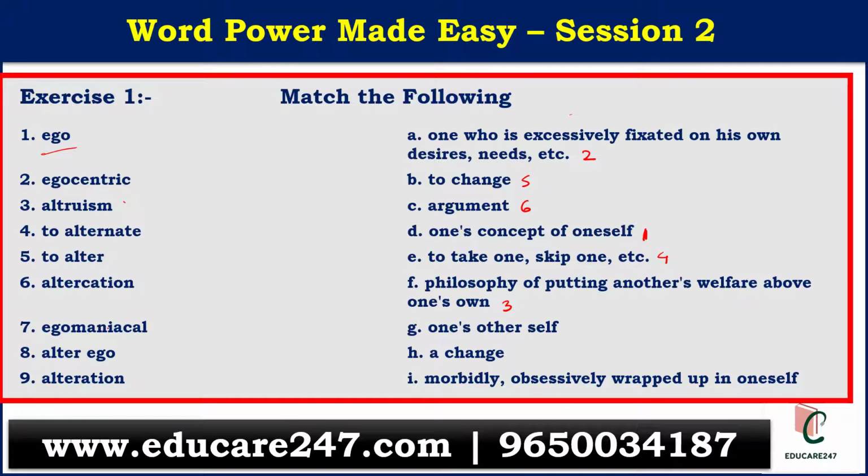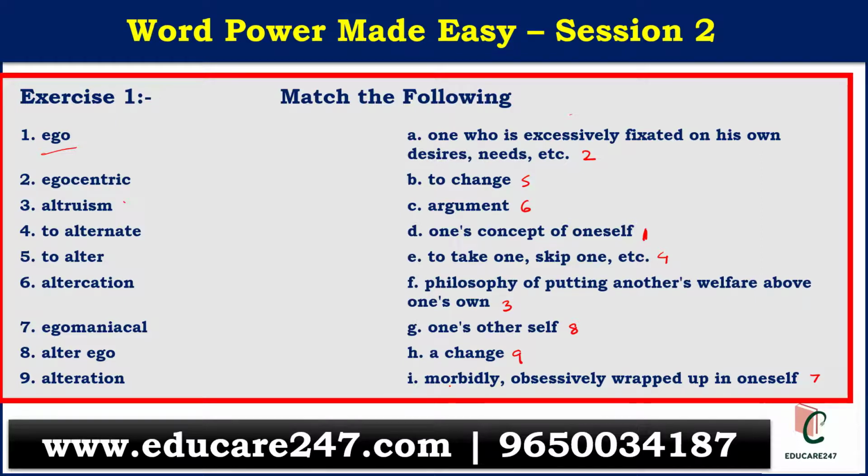Next is egomaniacal. Egomaniacal was someone who was mad and so obsessively wrapped up in oneself. So egomaniacal is basically your I. So I'll just put 7 here. Next was alter ego, which is another personality. So one's other self will be alter ego. Next is alteration, which is basically a process to change something. So a change, I could simply say.